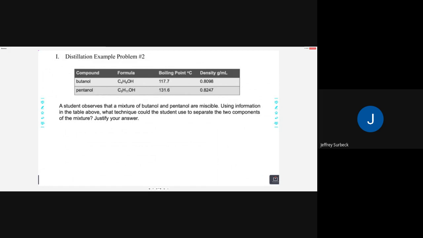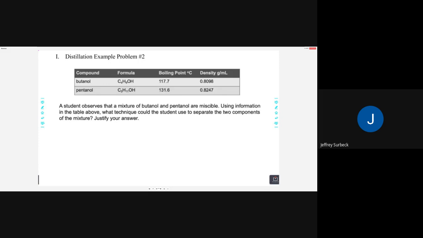Again, back to that coffee and cream example. Using our information in the table above, what technique could the student use to separate the 2 components of the mixture? What is it? Distillation. Yes, because we just got done talking about distillation. Very good. The key to this is that they are mixed together. And the other key is that they have different boiling points.